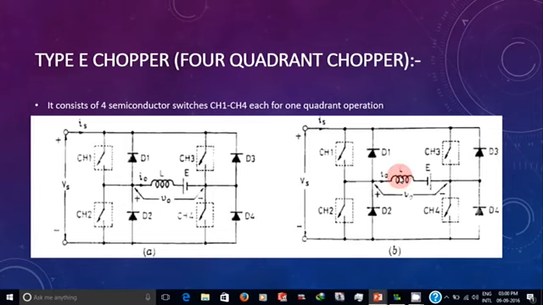Consider this circuit for third and fourth quadrant operation. The reason is that the current will flow in this direction, and the polarity of the E will get changed. That's why we use this circuit.